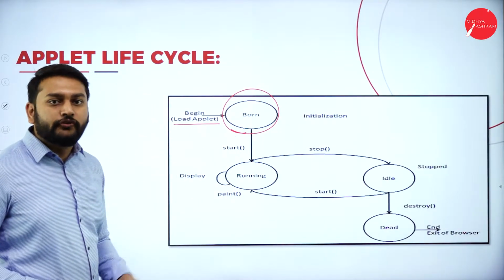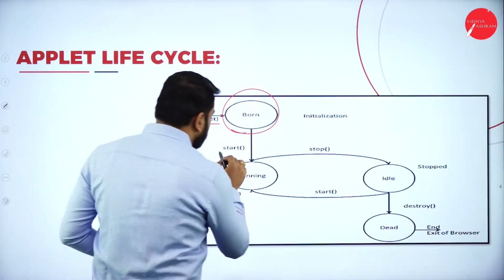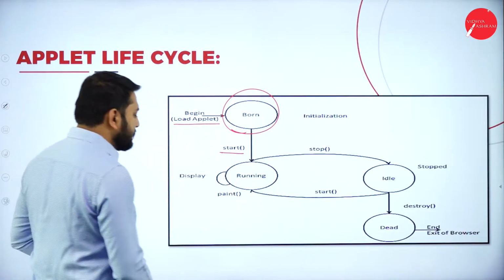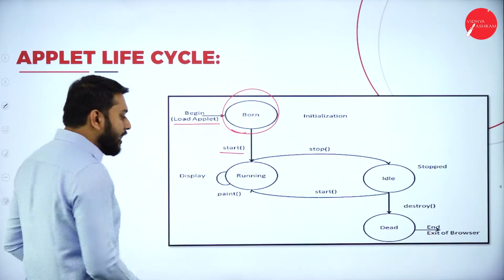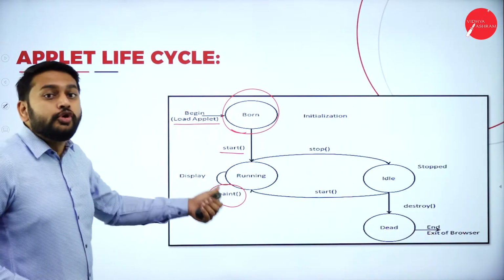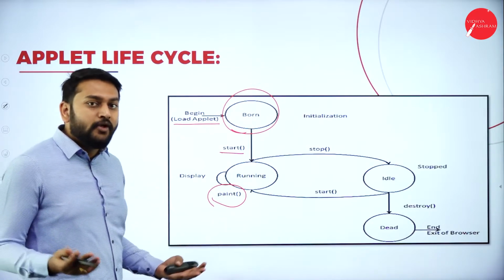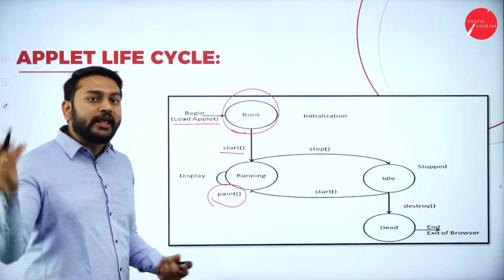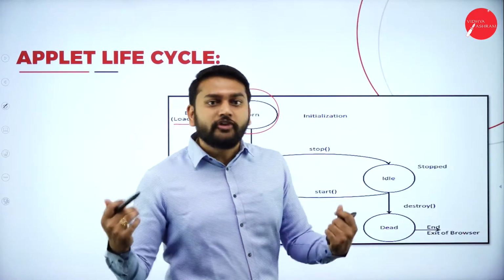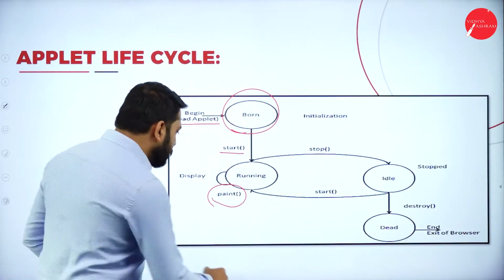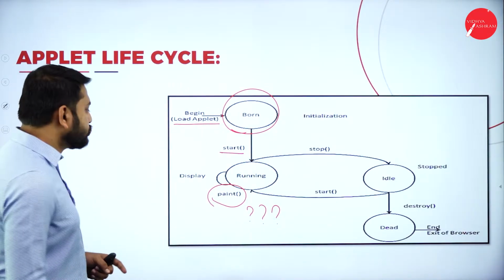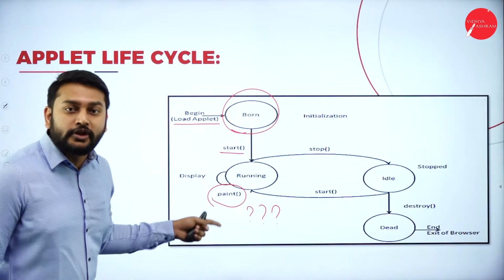Then after that, we use the start function. From the born state, it moves to the running state. So that's what you need to remember. And I use one of the important functions, that is paint. You need to notice here: what is paint? Why do I use paint? And what exactly is the paint method doing? What is the role of the paint method in the applet? You should have this question, which I'm going to address in the coming session. Alright, so that's one of the important points that you need to remember.